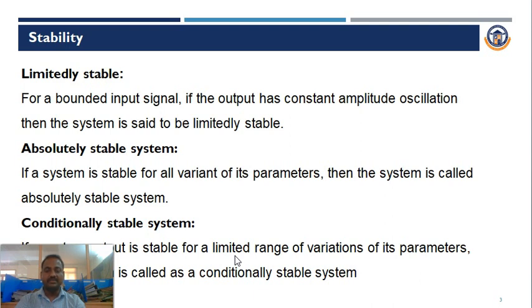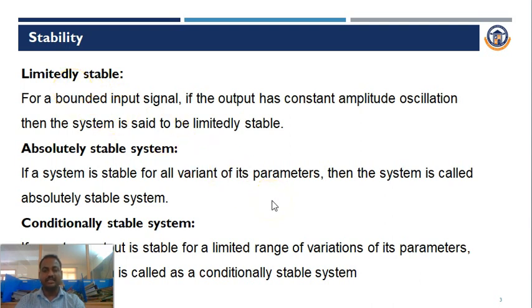Next, conditionally stable system. If a system output is stable for a limited range of variance of its parameter, then the system is called a conditionally stable system. So these are all the different stabilities: limitedly stable, absolutely stable, and conditionally stable.